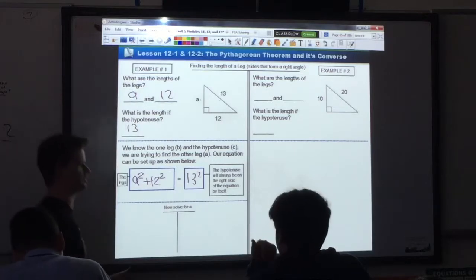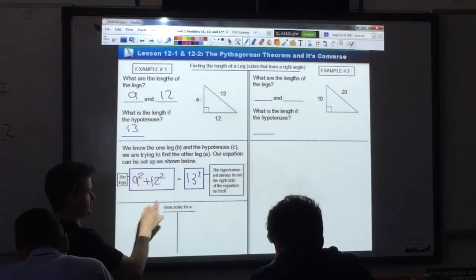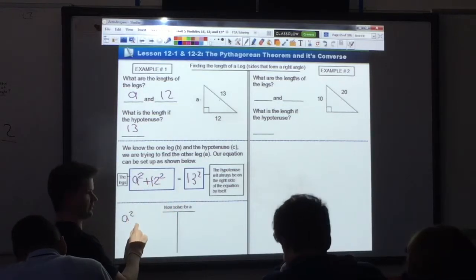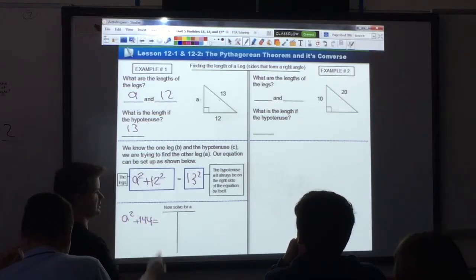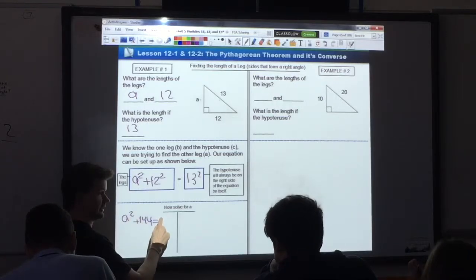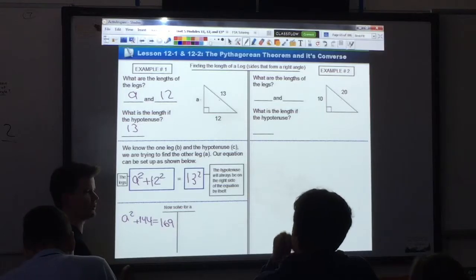So we have to go in and square the values that we are able to. We cannot square A, so we can square 12 and 13. So we're going to write A squared plus, what is 12 squared? 144 equals 13 squared. 13 times 13 is equal to what? 169.